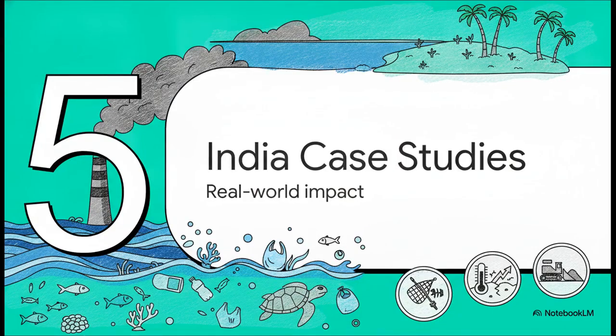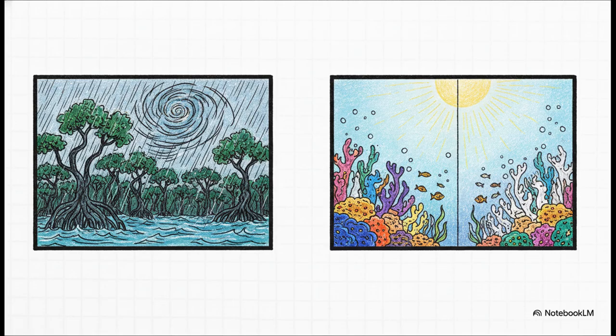All right, Section 5, India-specific case studies. First, let's look at the Sundarbans. This is the world's largest mangrove forest which India shares with Bangladesh. It faces compounding pressures from sea level rise, increasing cyclone intensity, and human encroachment. Second, we look at India's major coral reefs. The reefs in the Gulf of Mannar, Gulf of Kutch, Lakshadweep, and the Andaman and Nicobar Islands suffered directly from the devastating 2016 and 2020 global thermal bleaching events we discussed earlier.